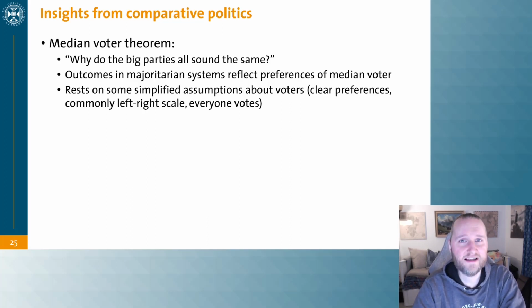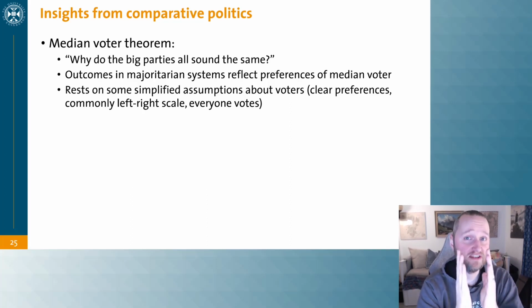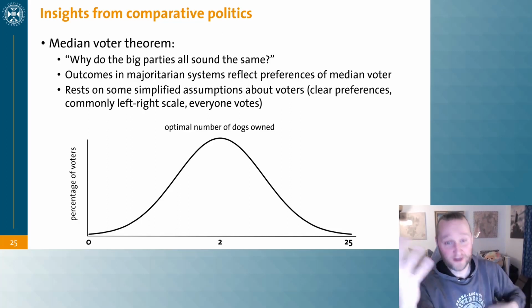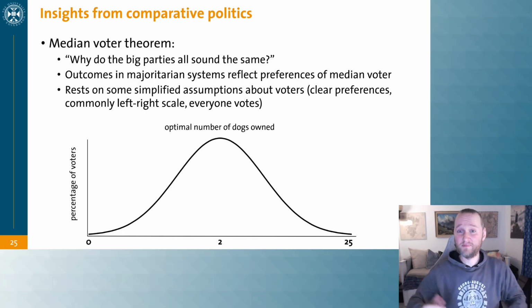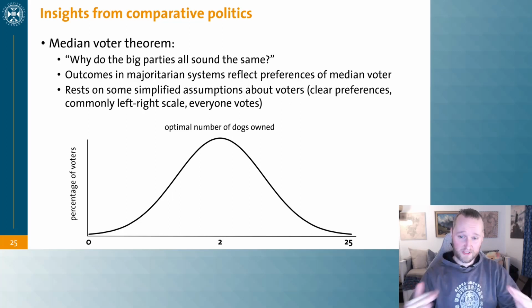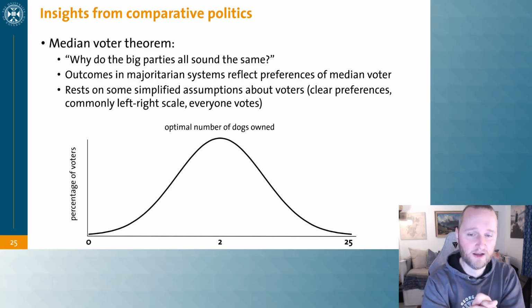And the reason for that is that comparative politics has taught us that in majoritarian systems, outcomes tend to reflect the preferences of the median voter. In a majoritarian system, all parties have a preference to cater to the bulk of voters in the middle, because the edges of the spectrum are not viable to win in first past the post systems. As a little illustration, if you have a pressing political issue of the day, such as the optimal number of dogs that we should own, you could assume that most voters are normally distributed along this dimension.